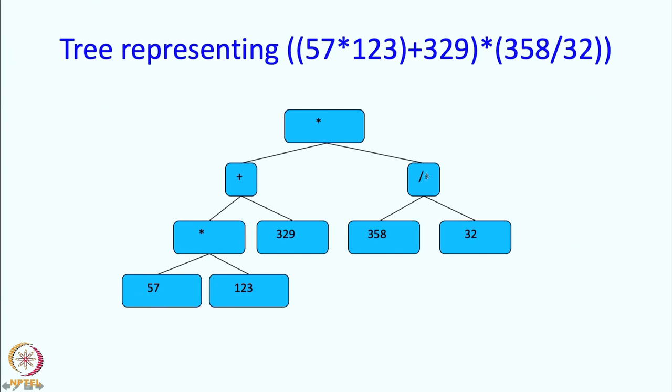This star also receives values from this side. These values are 358 divided by 32. This operator is represented by this box, and the quotient will be sent off to this side, and finally the product will be sent off from this root. So this expression is also tree-like, and it also has parts which are similar to itself. For example, this portion is another small expression, or a sub-expression. Again, the entire object, which is this big expression, is made up of parts of the same kind, which are also expressions.